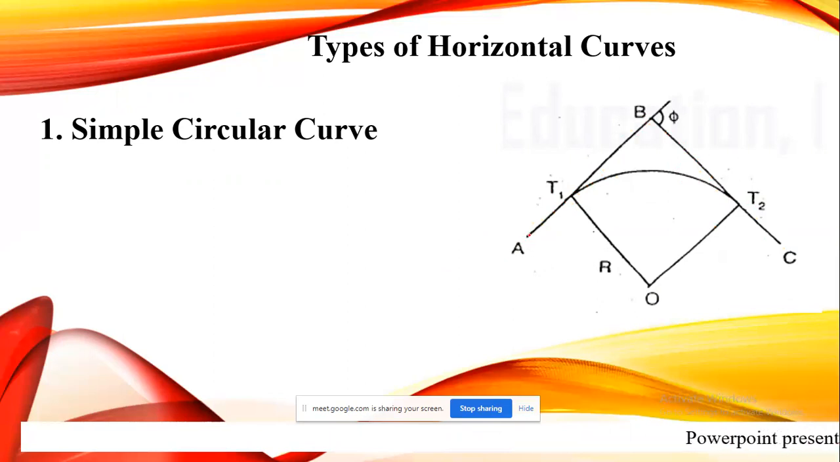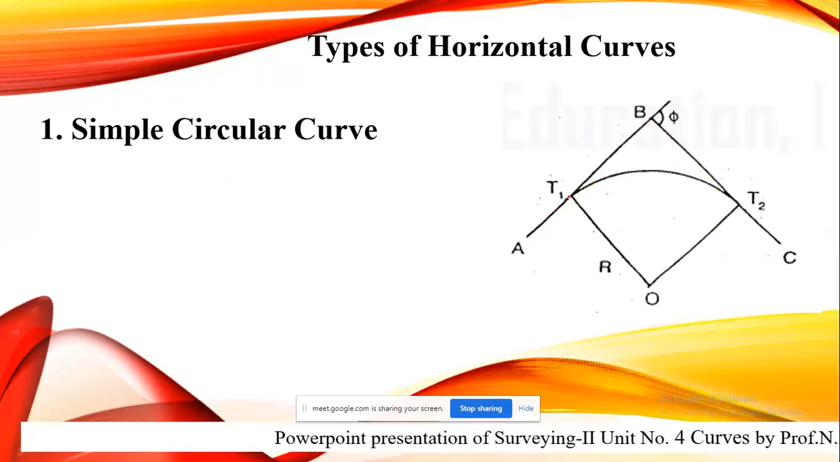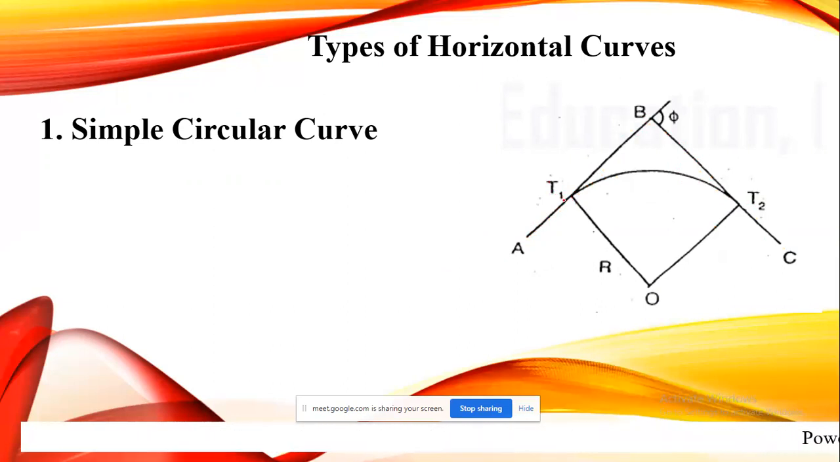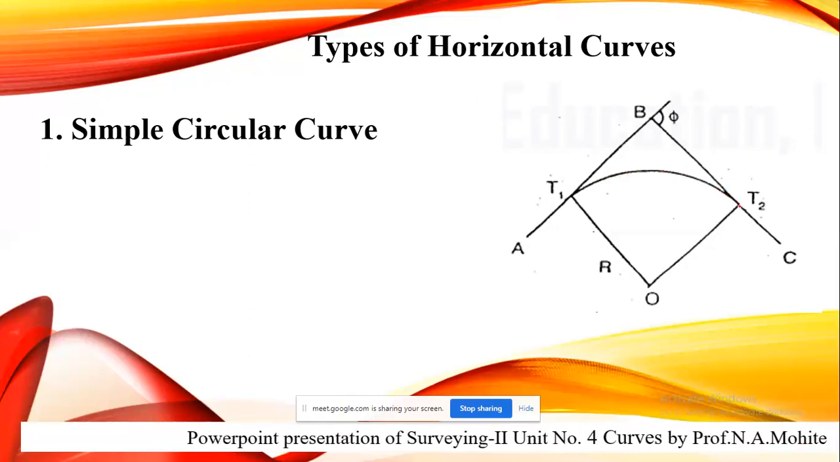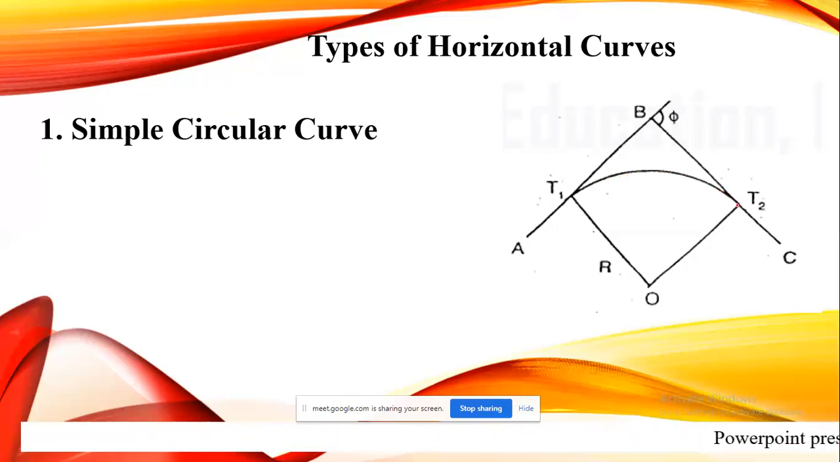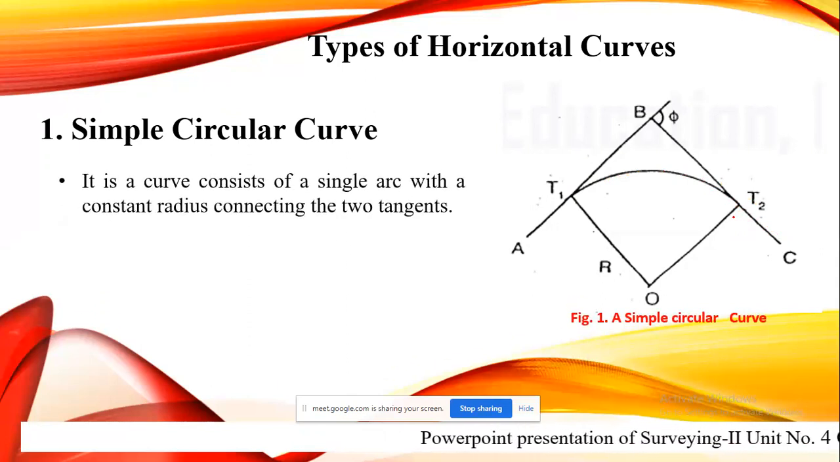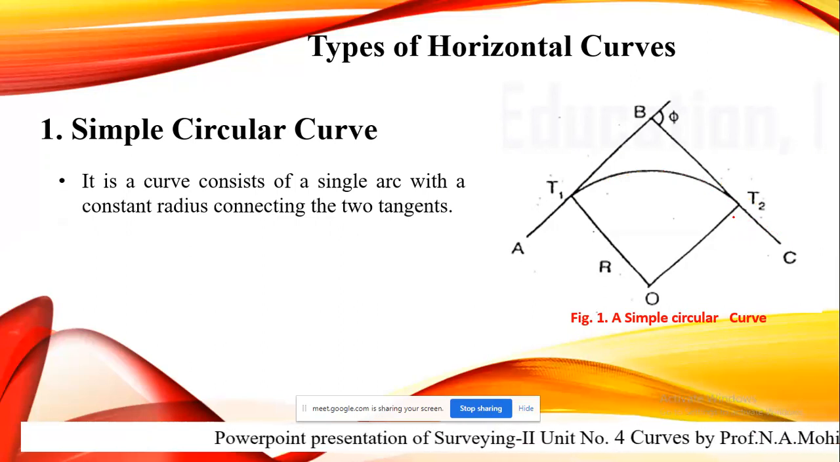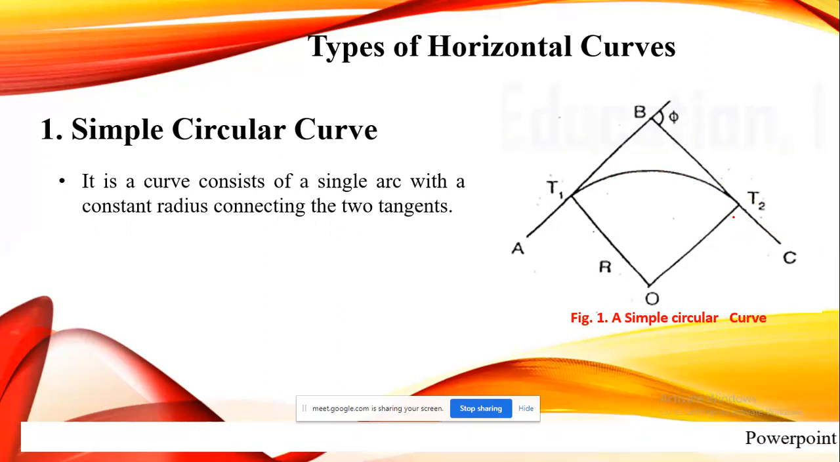When a car or an object starts its journey from point A, it will come up to T1, which is the tangent point. From this point it will start taking a smooth curve and travel up to T2, the second tangent point, and again merge with the deflected alignment of the road, that is BC. So it is a curve that consists of a single arc with a constant radius connecting the two tangents.